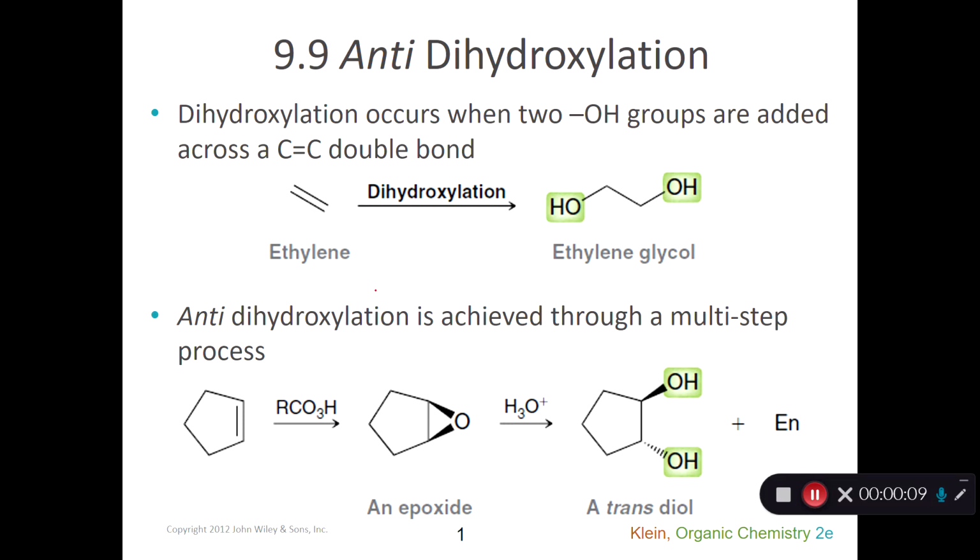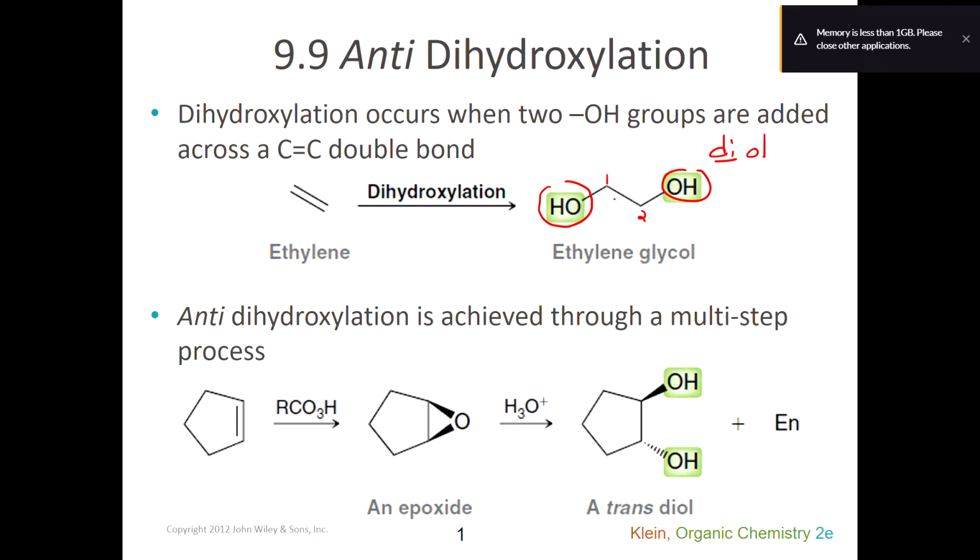Okay, so last time when we left off, we were talking about a bunch of addition reactions, and so we're going to continue discussion today with some more addition reactions. Another addition reaction that can give you two OH groups on adjacent carbons. We'll call this a diol.